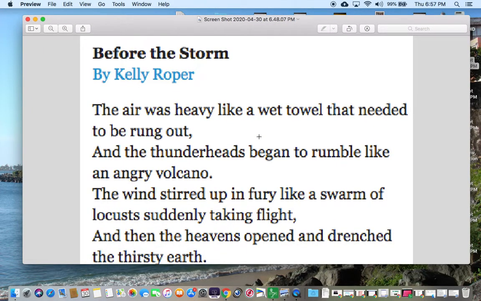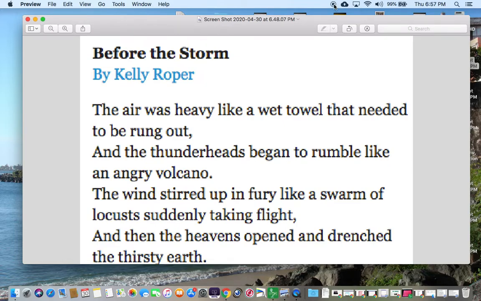The air was heavy like a wet towel that needed to be wrung out, and the thunderheads began to rumble like an angry volcano. The wind stirred up in fury like a swarm of locusts suddenly taking flight, and then the heavens opened and drenched the thirsty earth.